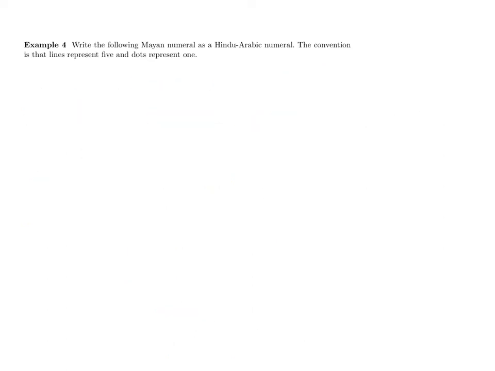In example 4, I'd like to write a Mayan numeral as a Hindu Arabic numeral, meaning convert one of these into something that is base 10. I'll first note that for the Mayan number system, they used a base 20 number system, although they modified theirs a little bit. So I'll say this is modified slightly. I'll explain this in a little bit. First, I want to give you their convention for writing out their numbers.